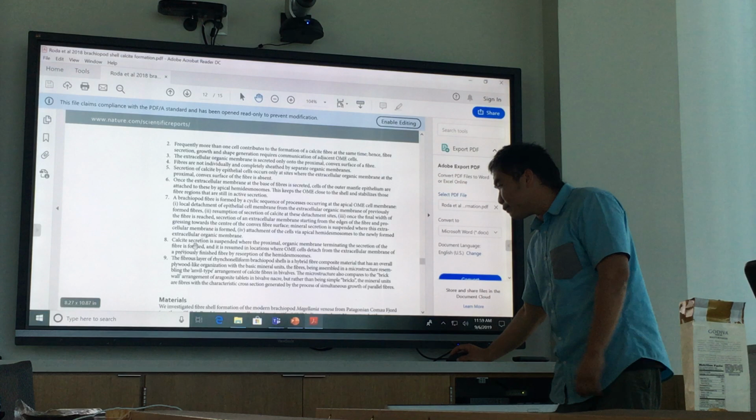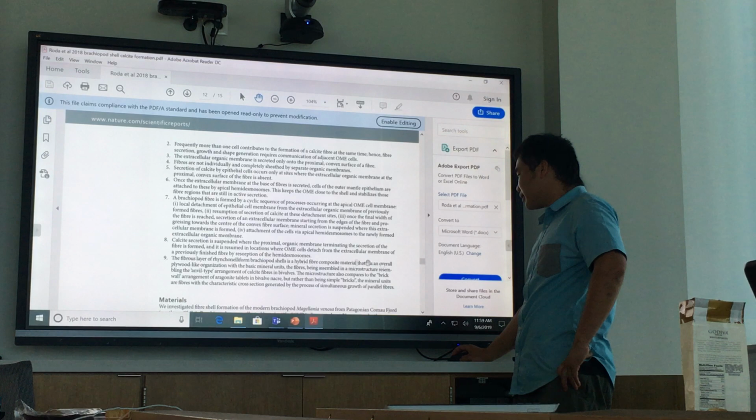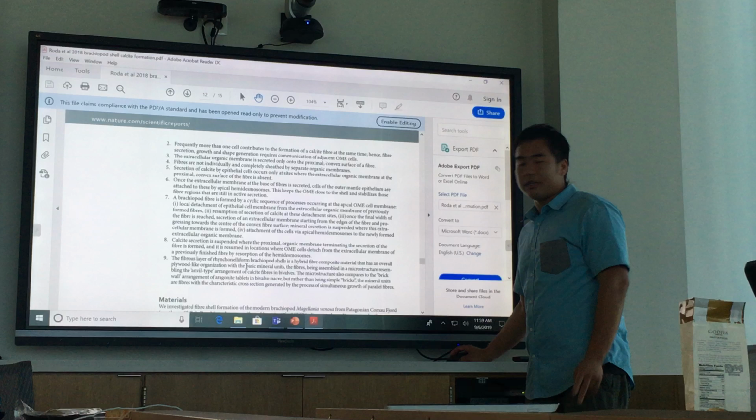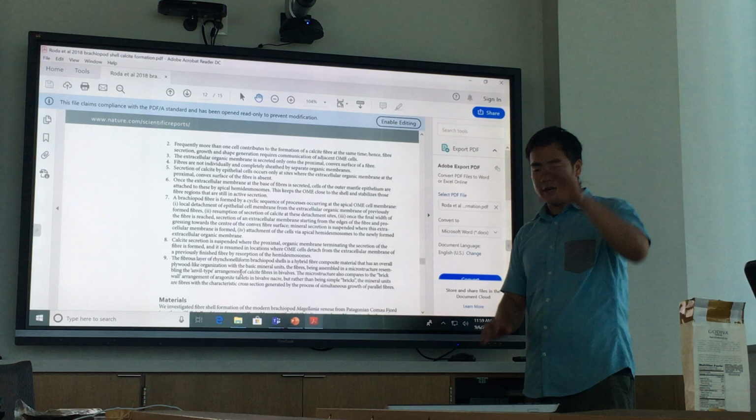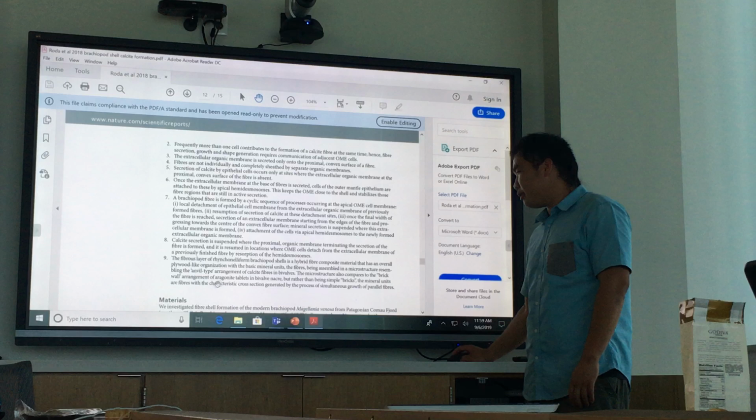Okay, the fibrous layer of Rhynchonelliform brachiopod shells is a hybrid fiber composite that has an overall plywood-like organization. We saw in figure two, I think, the basic mineral units, the fibers, there you go, being assembled in a microstructure resembling an overlapping-type arrangement, so like one here, one here, one here. The microstructure compares to the brick wall arrangement of aragonite tablets in bivalves, rather than simple bricks generated by parallel fibers.